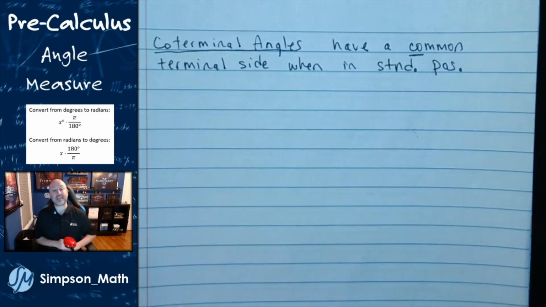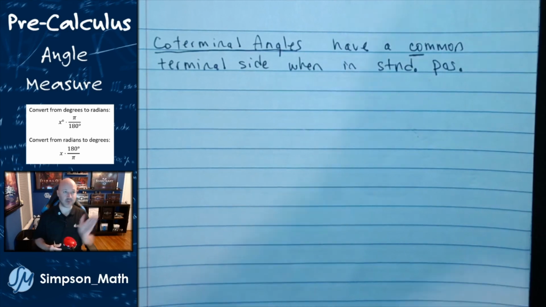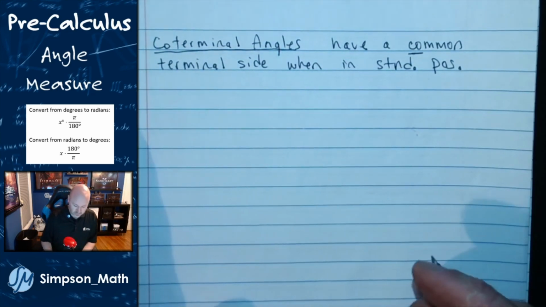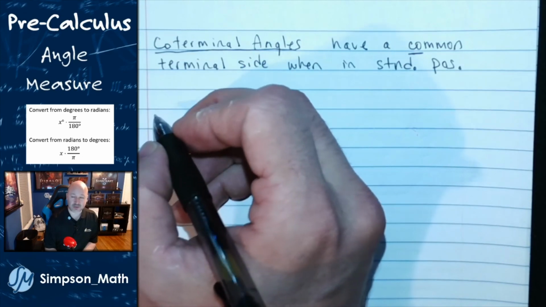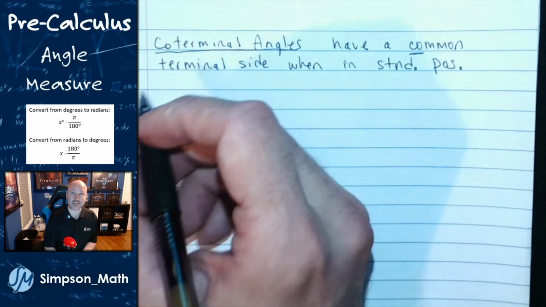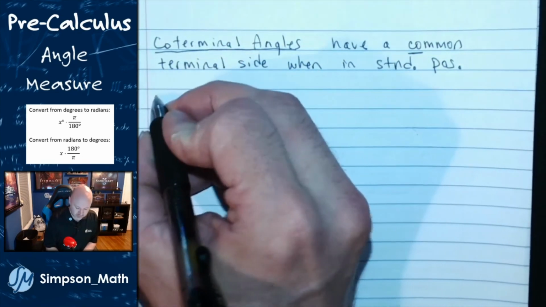And then in standard position. So I've got 2 angles flying around in space. When I put them in standard position, they have the same terminal side. They're both pointing in the same direction. So maybe let's use that same negative 210 degrees, and let's find a coterminal angle to that.